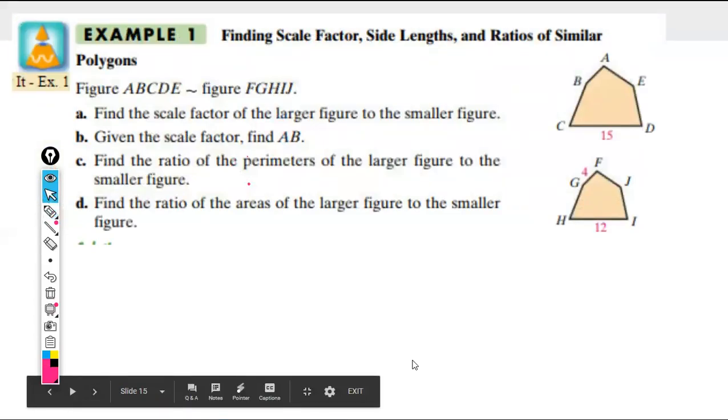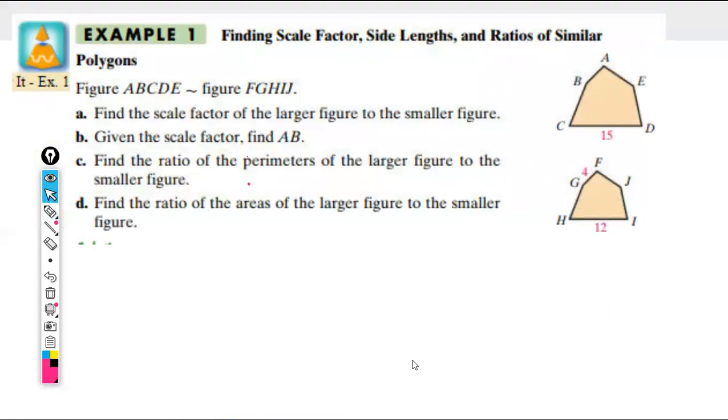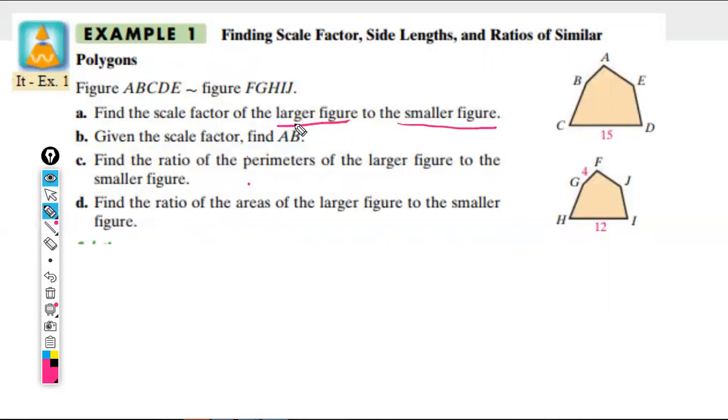So here we have two similar figures. Okay, we're given that they're similar. So what we're going to do is first figure out the scale factor of the larger figure to the smaller. So they want us to start big to small. So we're going to match up two sides to figure out that scale factor. I'm thinking this 15 matches up with the 12. I can double check that because of the similarity statement here. Side CD should match up with HI. CD, HI. So it does work.